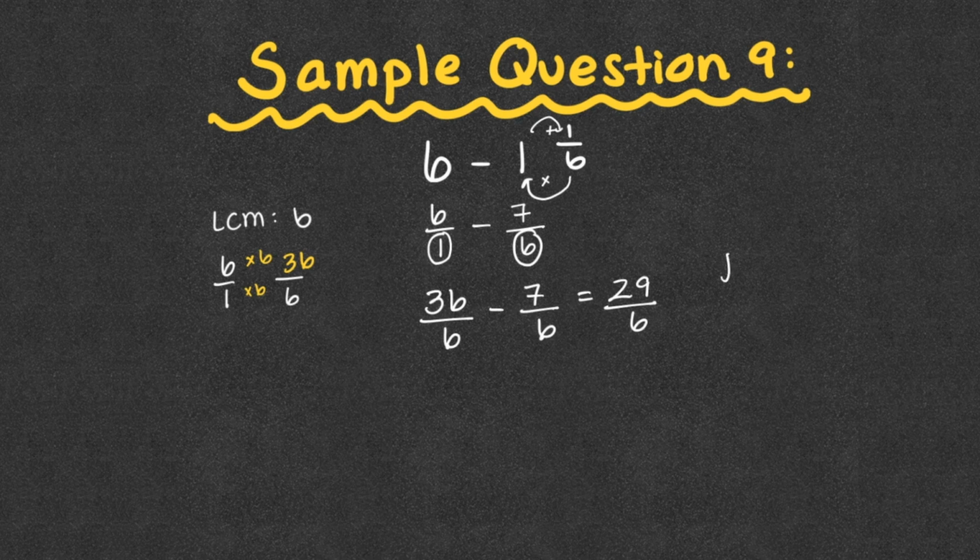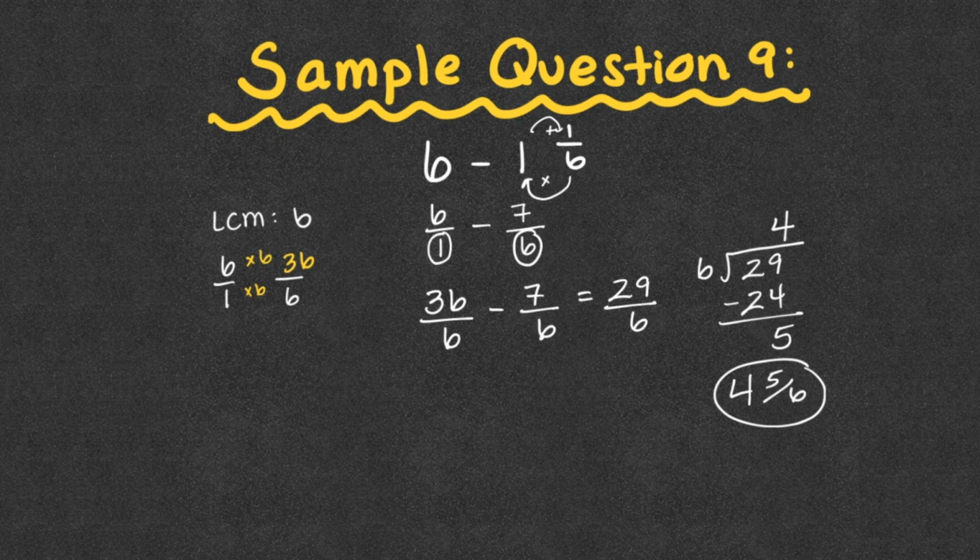I can then divide 29 by 6. That goes in 4 times. 6 times 4 is 24. Subtract, we get 5. And my final answer would be 4 and 5/6.